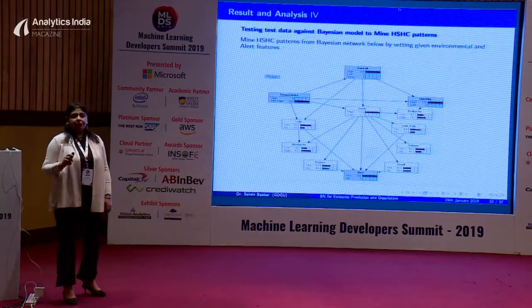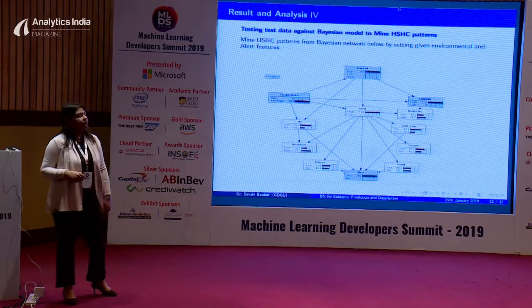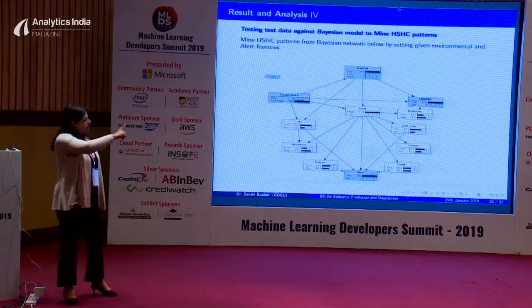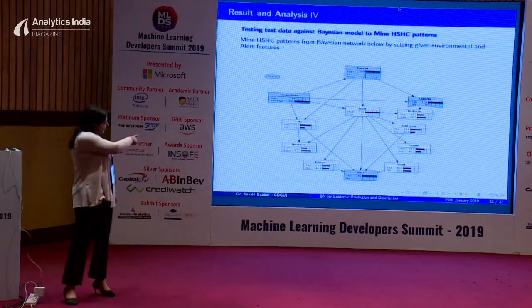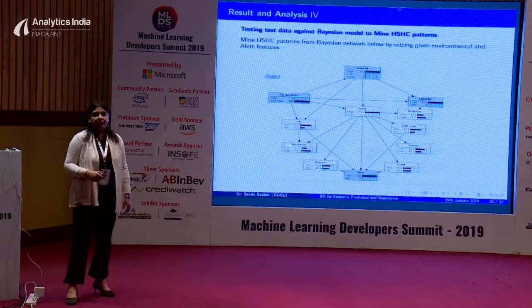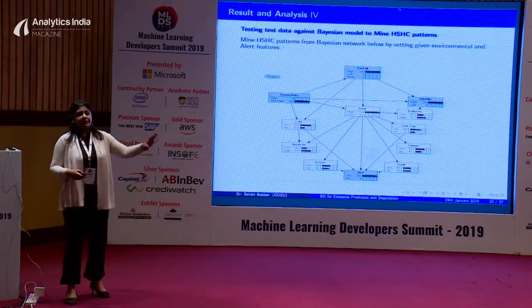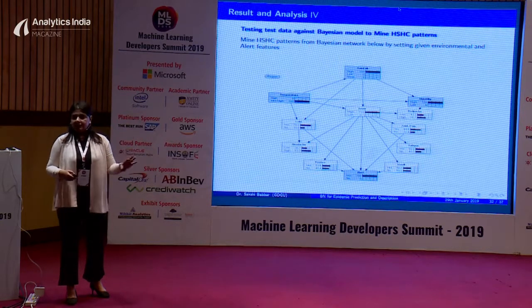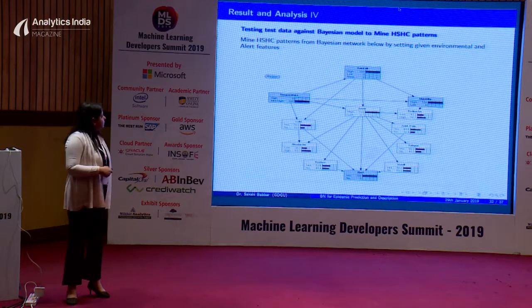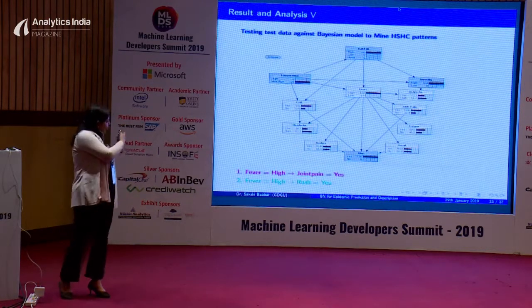So now what we need to do is, suppose we are on the current date, we set the environmental variables in the Bayesian network, and we have set the alarm as high. So what we are trying to find out is, in the history, when these were the environmental variables, an alarm was raised, what are the high support, high confidence rules that can be mined from the Bayesian network? So once we have this, there could be an example, something like this.